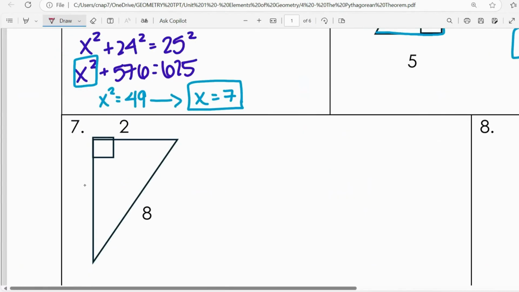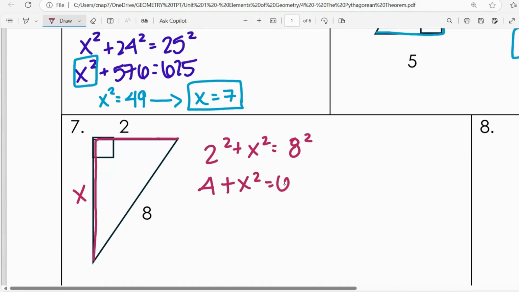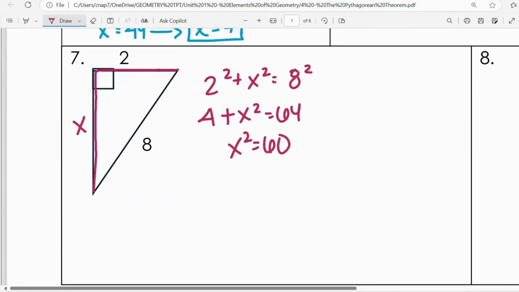Number 7, it's looking for this missing side. Find your L. We're going back to just some basic numbers. 2 squared plus something squared equals 8 squared. You get 4 plus x squared is 64. X squared is 60. The perfect square that factors out of 60 is root 4 with root 15, and so x equals 2 root 15.